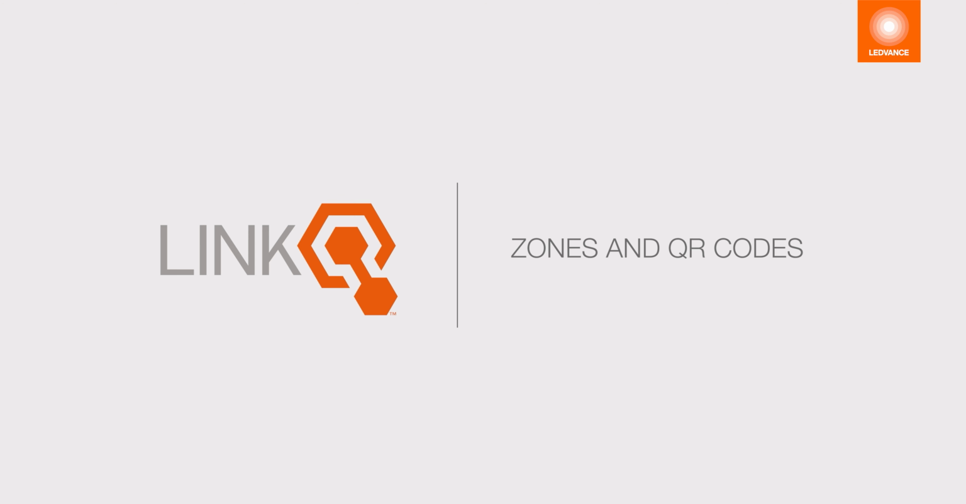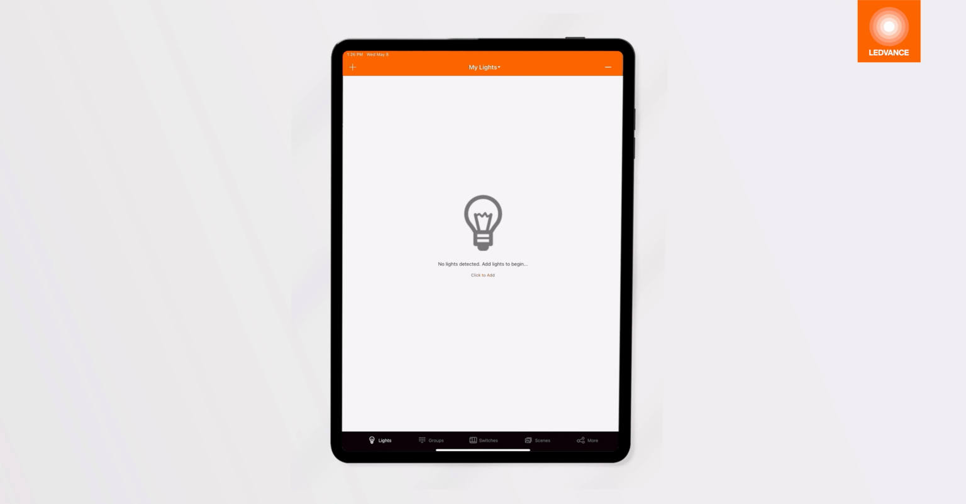Zones refers to a Bluetooth mesh network of nodes. Nodes are devices that communicate via Bluetooth with each other. Each zone can have up to 100 nodes. It's recommended to create zones prior to commissioning to reduce the work on site.